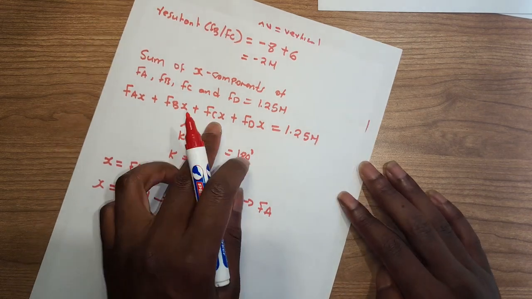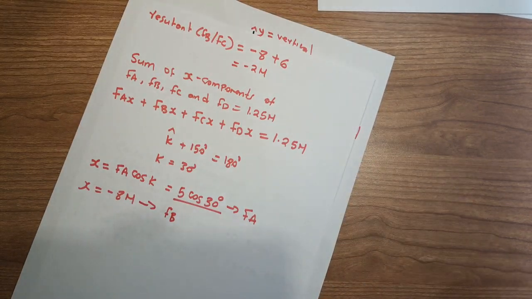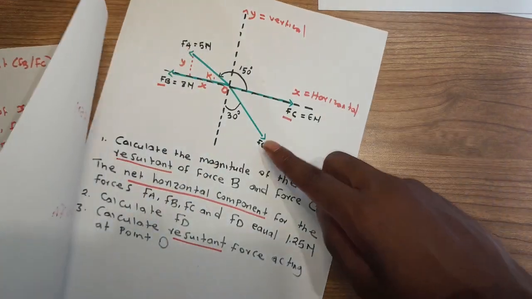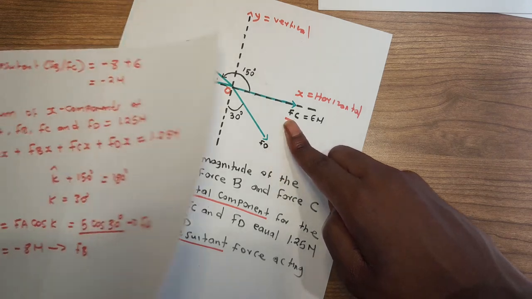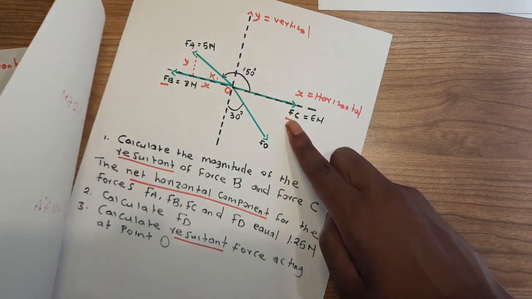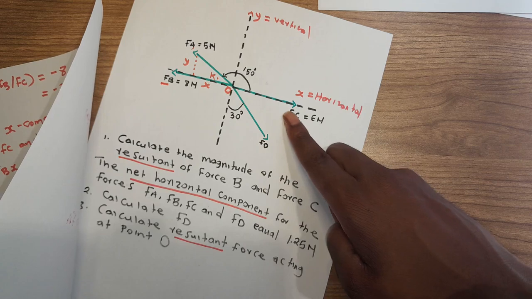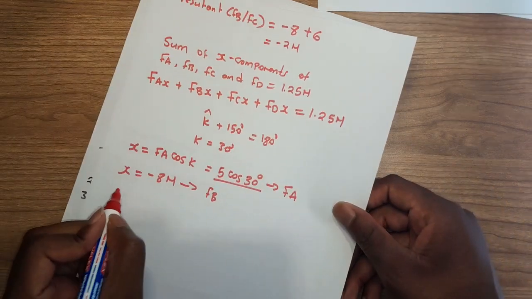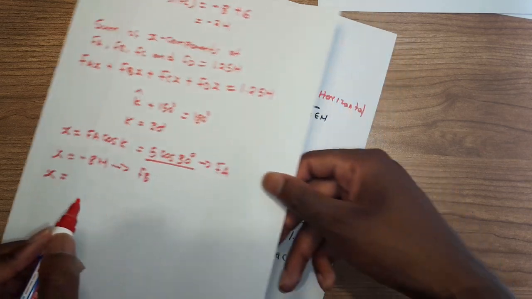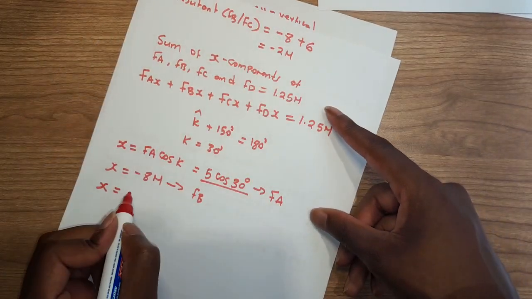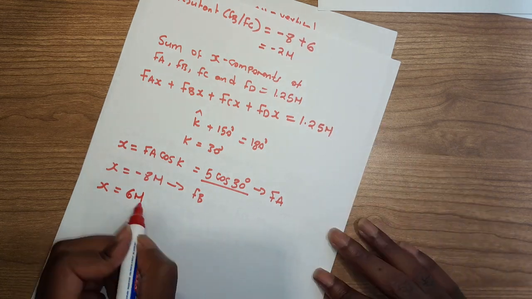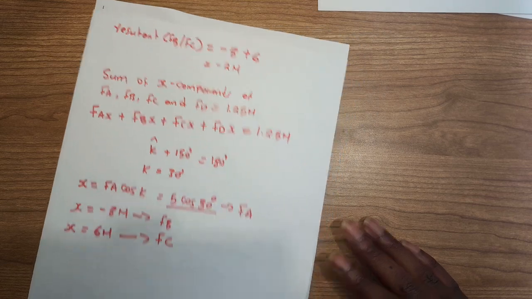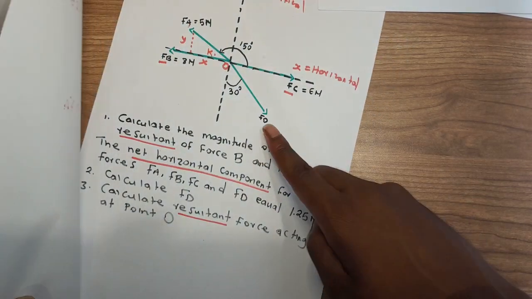Let's try to find that of FC. What is the x component of FC? It is also on the x-axis. Can you see it? It is also on the x-axis. So the x component of the force FC is going to be 6 newtons. It's just going to be 6 newtons. So this is the x component of the force FC. Well, let's try to find the x component of the force FD.